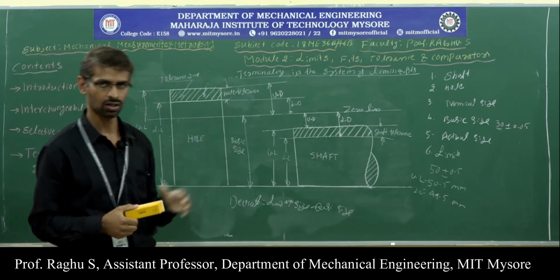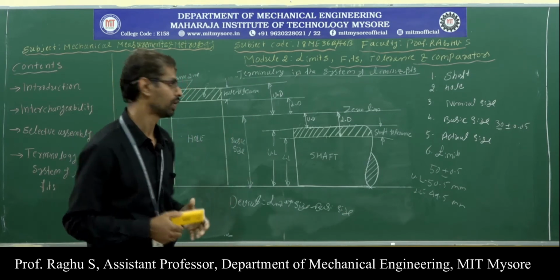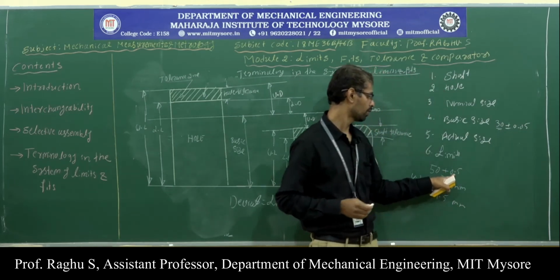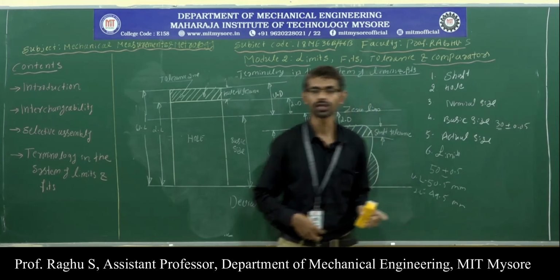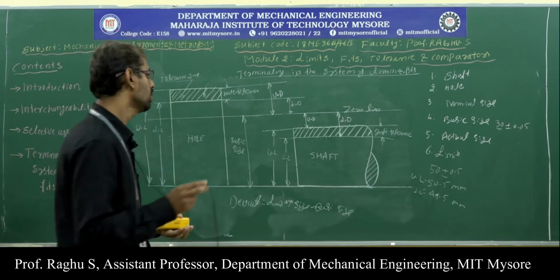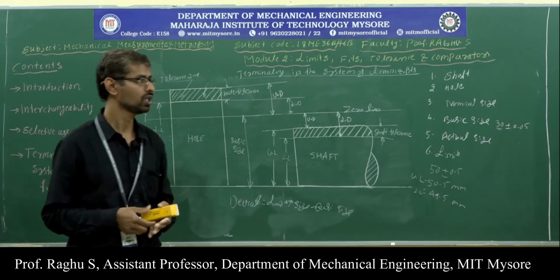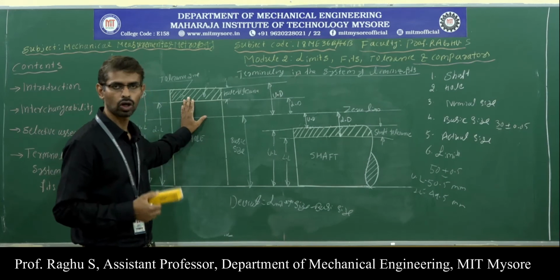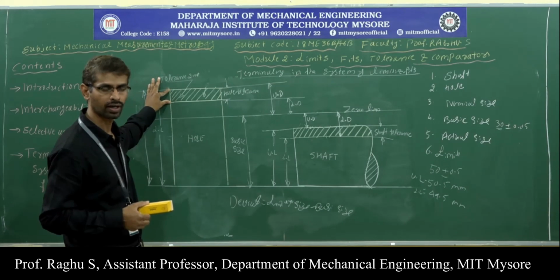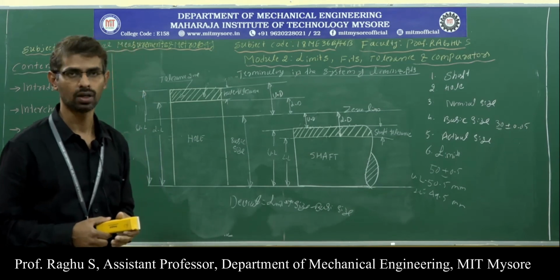Basic size and nominal size are almost the same, but the basic size is the dimension to which limits of variations are specified. Already I told you, for example 50 plus or minus 0.5, here 50 is the basic size. Actual size is the size which is measured by the measuring instrument. Limits are extreme allowable variations, sizes within which an operator is expected to make a component. The maximum allowable size is called upper limit, the minimum allowable size is called lower limit.